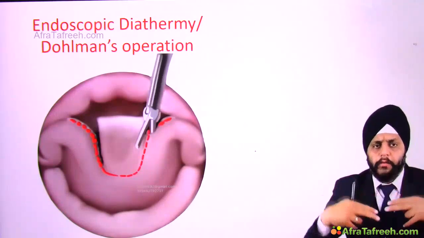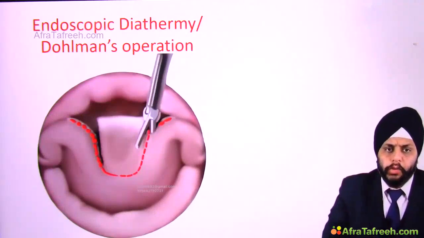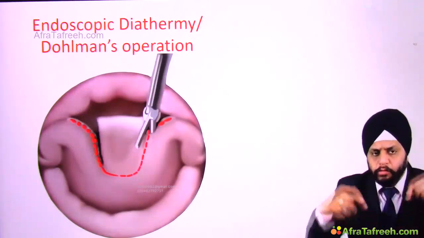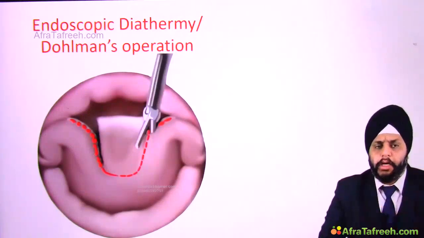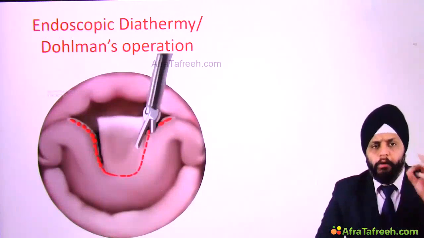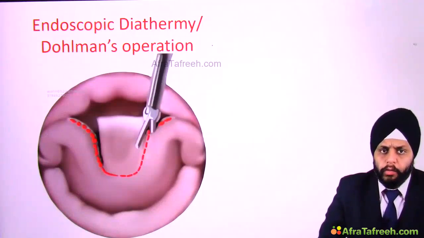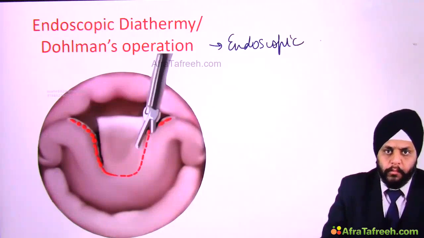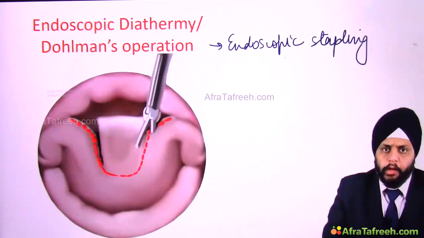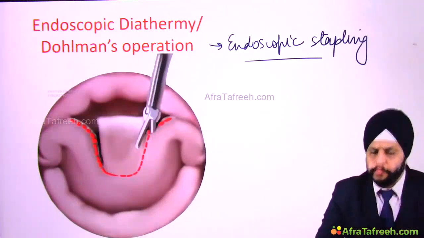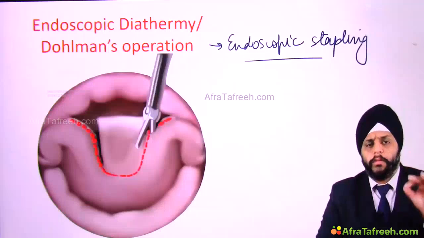So when you cut the wall, earlier we used to do endoscopic diathermy. We used to seal this with the help of cautery, that is diathermy. Nowadays, instead of diathermy, we have something better. We do endoscopic stapling. So we do the stapling of the wall. Which wall? The intervening wall which we have cut. So that is known as Dolman's operation.